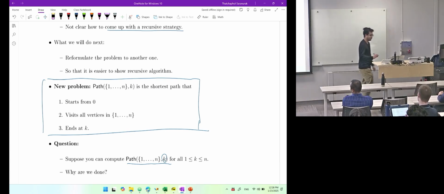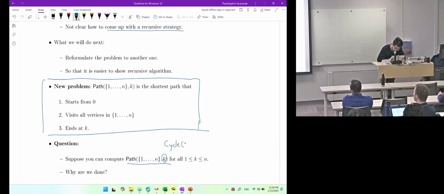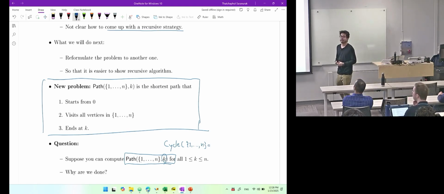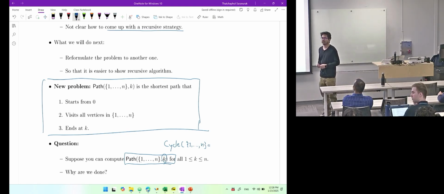Can you write down what is the best cycle here in terms of this guy? I have a question. What is 0 not a part of, like the graph that we're looking at? Oh, it is part of the graph. It's just that I said I'm going to start from 0, and then I'm going to visit everyone here. Okay.